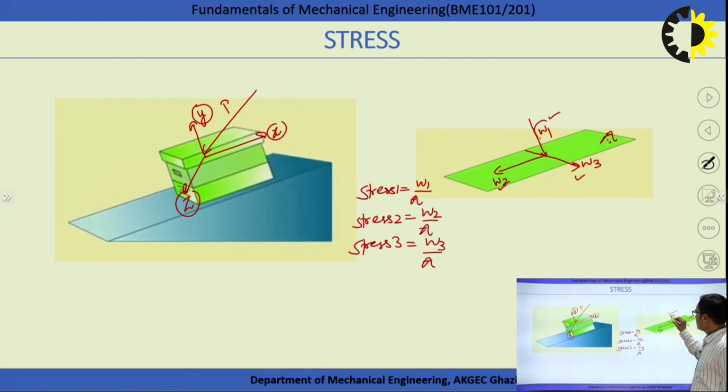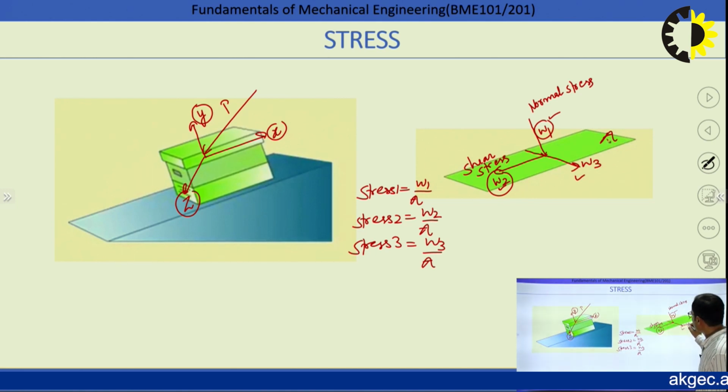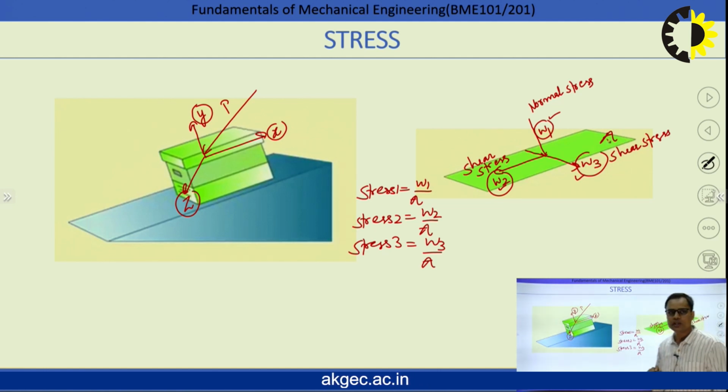Now, this W1 is a normal load, so which stress will it produce? Normal stress. The other two components, due to W2 and W3, are tangential to the surface, so these components will produce shear stress. It means in the case of a 3-dimensional body there is one normal stress and two shear components.